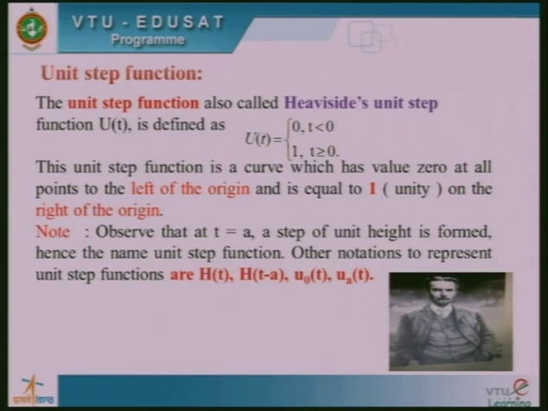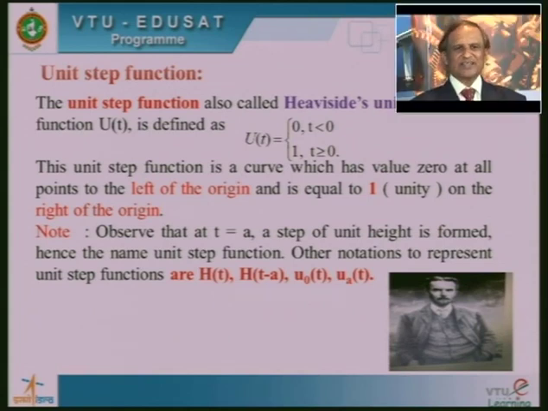Is it clear? How you are going to define a unit step function? It is very simple. You can write down u of t is equal to 0 when t is less than 0. So, you may ask what you mean by t. T is a variable. Here, we will call it time, right? When time is less than 0, what is the value of the function? It is 0. When t is greater than or equal to 0, what is the value of the function? It is 1 only. Is it clear?